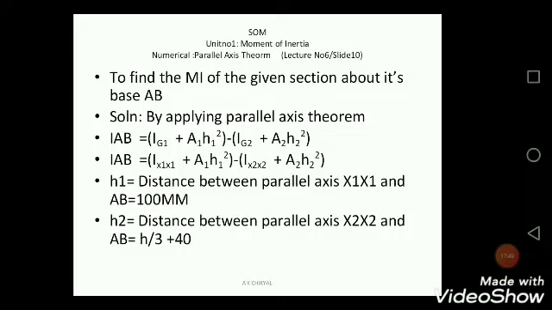Now look at this mathematical expression: I AB is equal to [I G1 plus A1 H1 square] minus [I G2 plus A2 H2 square]. So the first one, I G1 plus A1 H1 square, what does this represent?